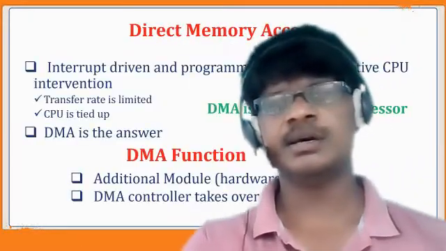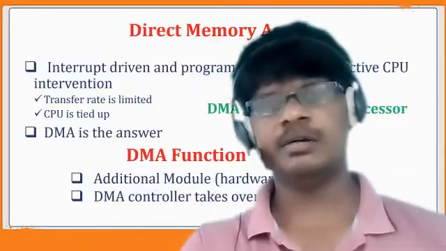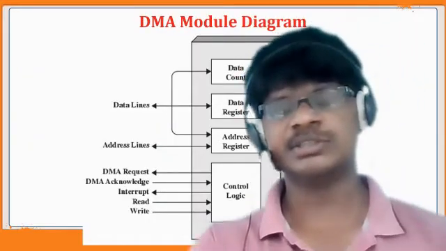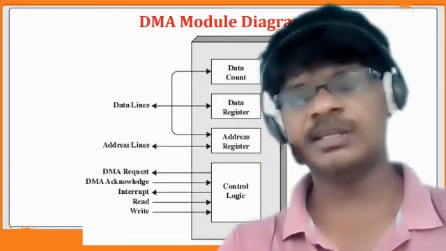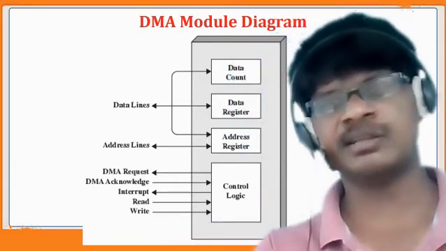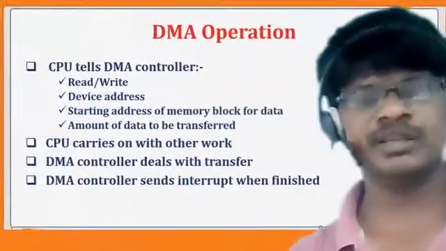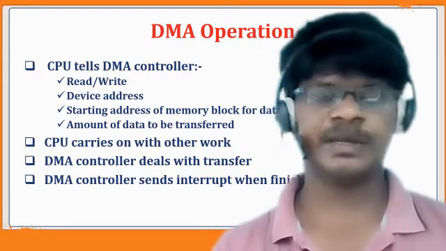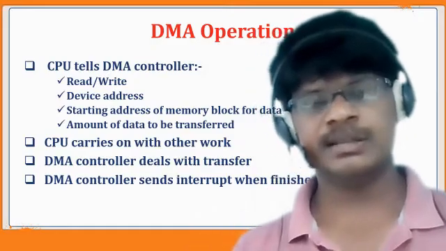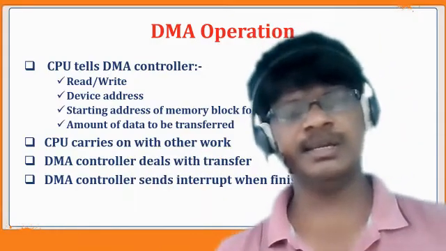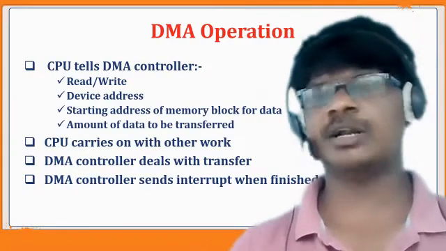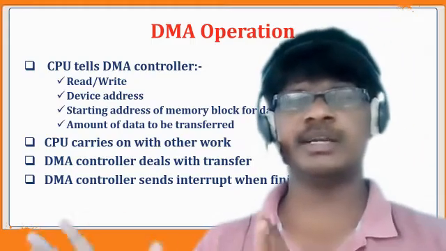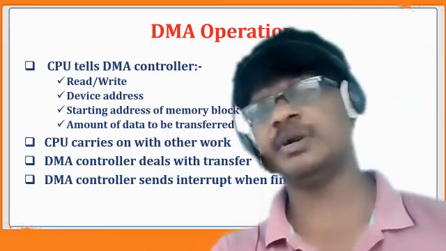Now let's see the block diagram. This is the block diagram of the DMA, which has the interrupt signals and the control registers. It consists of all the necessary components which a processor needs. Now we will see the operation. The CPU tells the DMA controller that there is a need to read and write data, to transfer the data. So the CPU carries on with its other work. The DMA controller will take control, acting as a CPU, to finish the read and write, the transferring of the data. It is not depending upon the CPU.